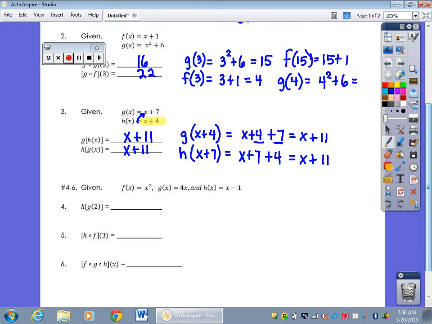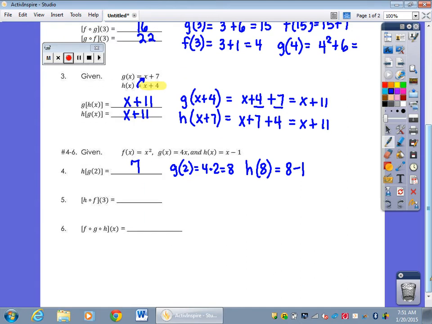In 4 through 6, you have f of x, g of x, and h of x. So this is asking for h of g of 2. So g of 2 is going to be equal to 4 times 2, which is 8. And then they want you to do h of 8, which is going to be equal to 8 minus 1. So your answer is 7.